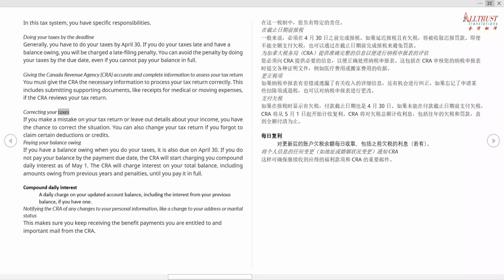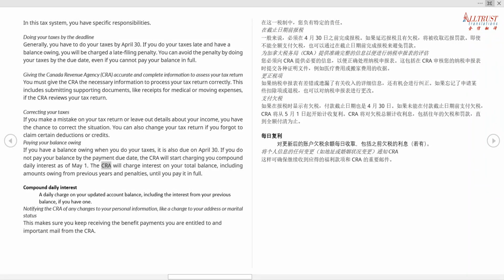Correcting your taxes. If you make a mistake on your tax return or leave out details about your income, you have the chance to correct the situation. You can also change your tax return if you forgot to claim certain deductions or credits. Paying your balance owing. If you have a balance owing when you do your taxes, it is also due on April 30th. If you do not pay your balance by the payment due date, the CRA will start charging you compound daily interest as of May 1st.